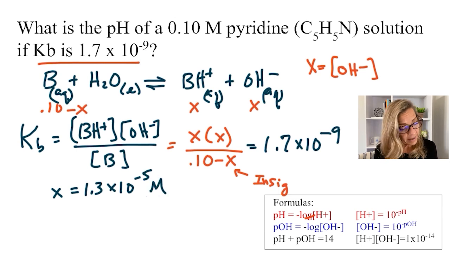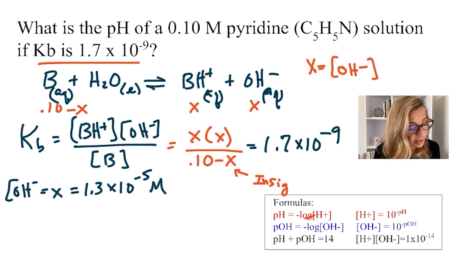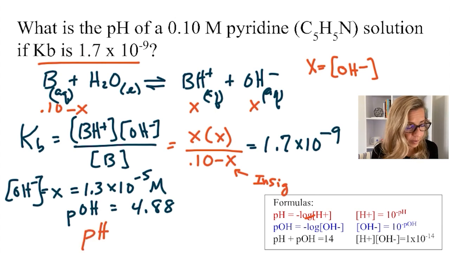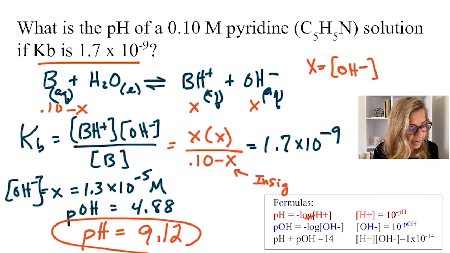And what was that? Well, that was my hydroxide concentration. Okay, so what I'll do first is get the POH. That's the negative log of that value, and that will be 4.88. And then the last step, we want the pH, so 14 minus that is going to be 9.12. And then you ask yourself, is that reasonable? I have a fairly concentrated weak base, so yes, 9 is reasonable for a weak base. All right, that's a lot.